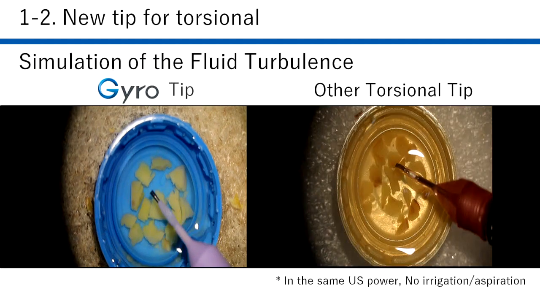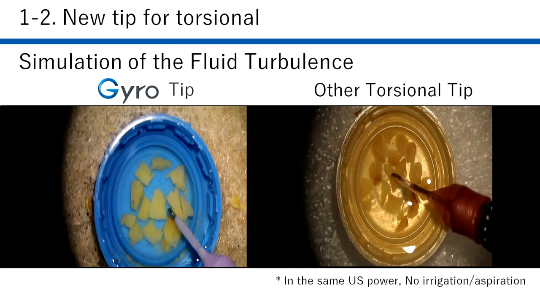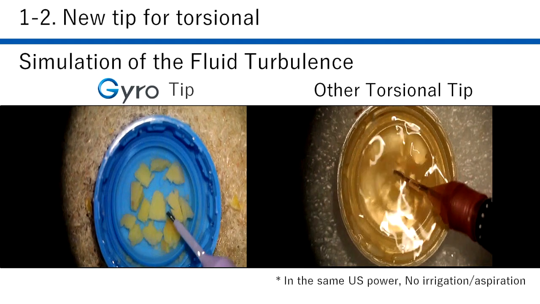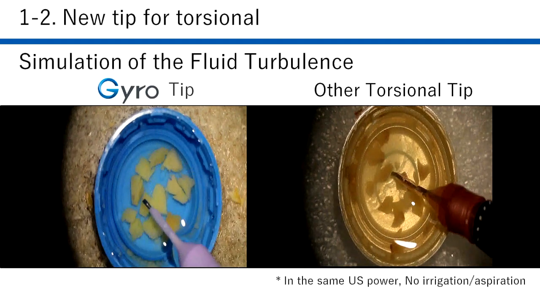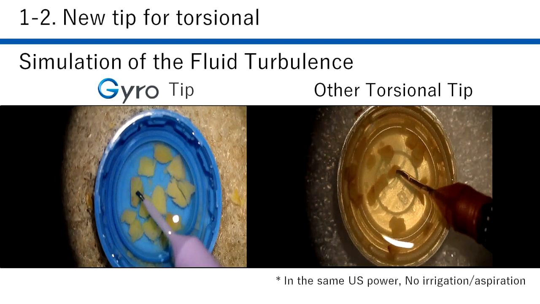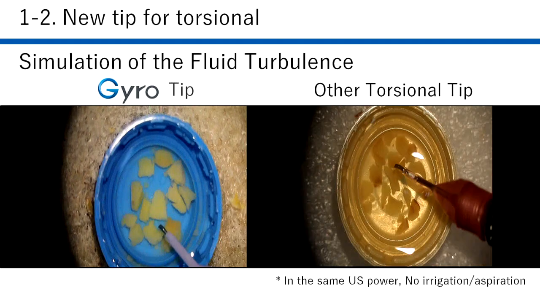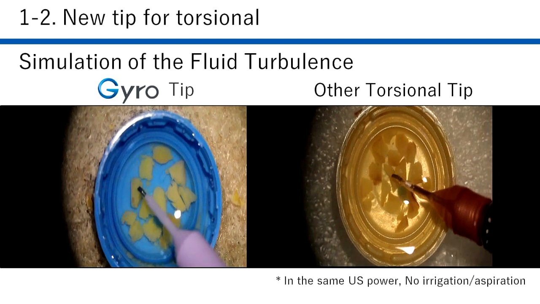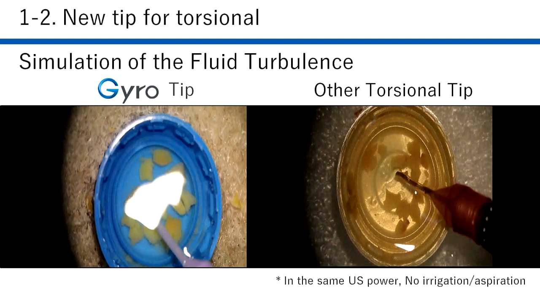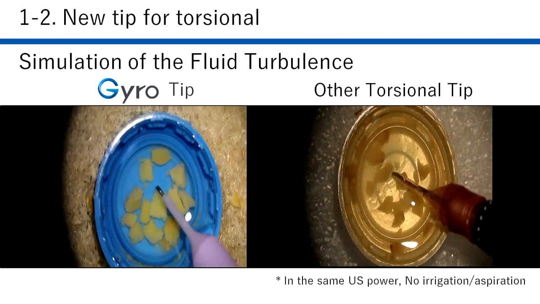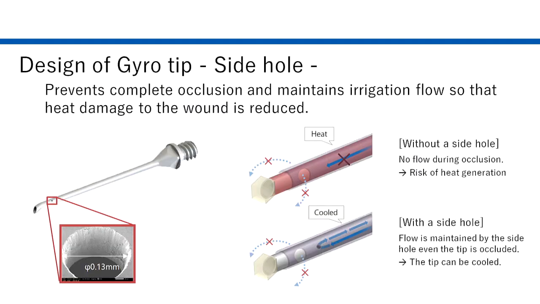So here, if we see, with the normal gyro tip, there is hardly any movement, as you can see in the water where the nuclear fragments are lying, as compared to the other torsional tip, where there is a lot of turbulence, and this turbulence translates into turbulence happening in the anterior chamber while the surgery is being conducted. So also there is another new thing about this gyro tip.